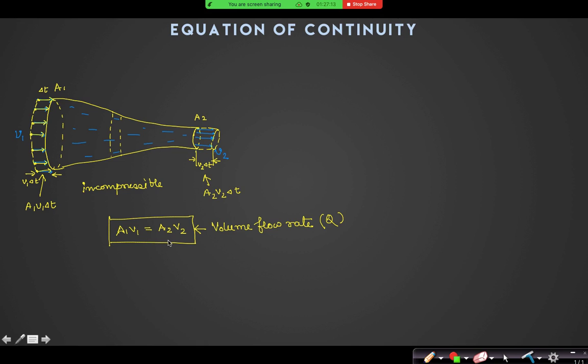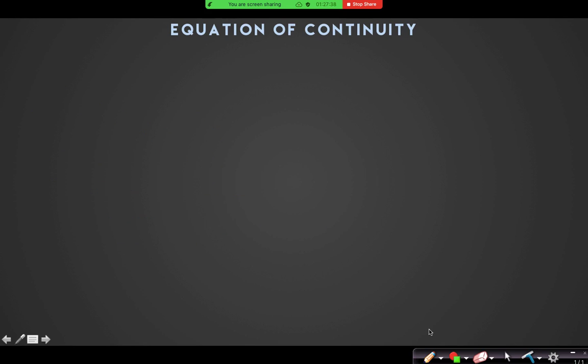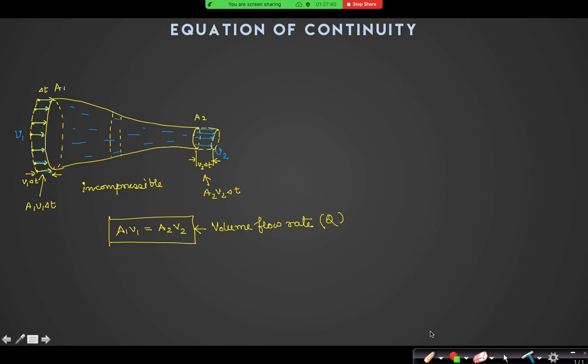Volume flow rate means volume flowing per second through any cross section. So this is the equation of continuity.